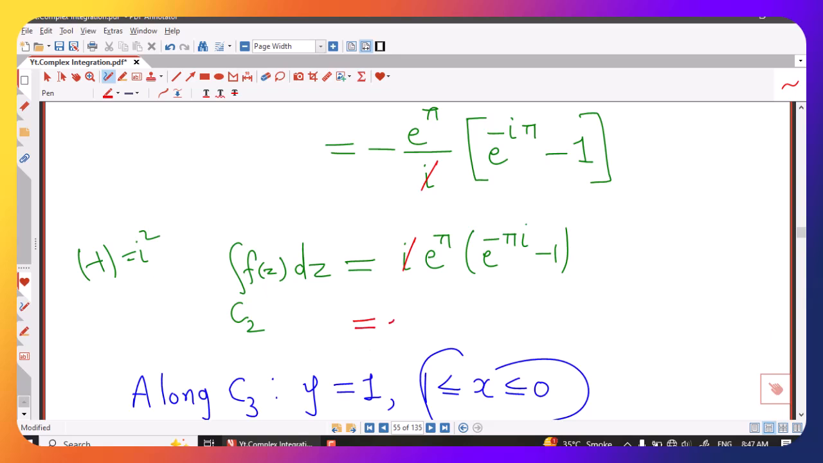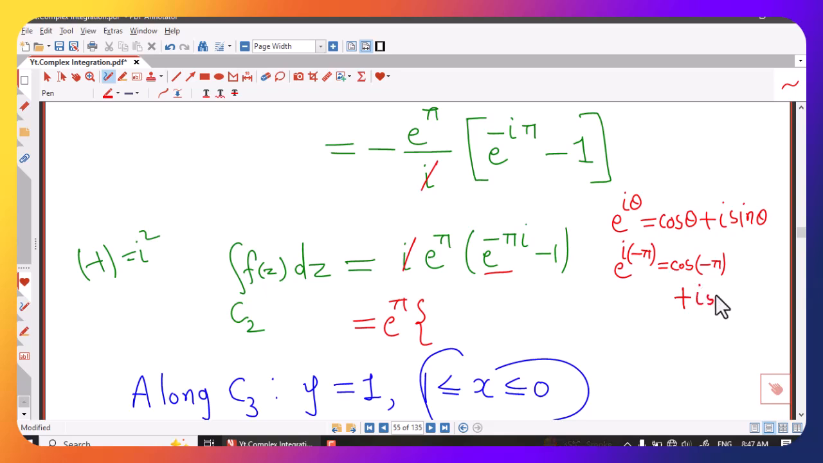And we can further simplify this. I can use that Euler's formula, e raised to i theta is cos theta plus i sin theta. Here instead of theta I have minus pi, so I can put theta equal to minus pi, and I will have cosine of minus pi plus i sin of minus pi.